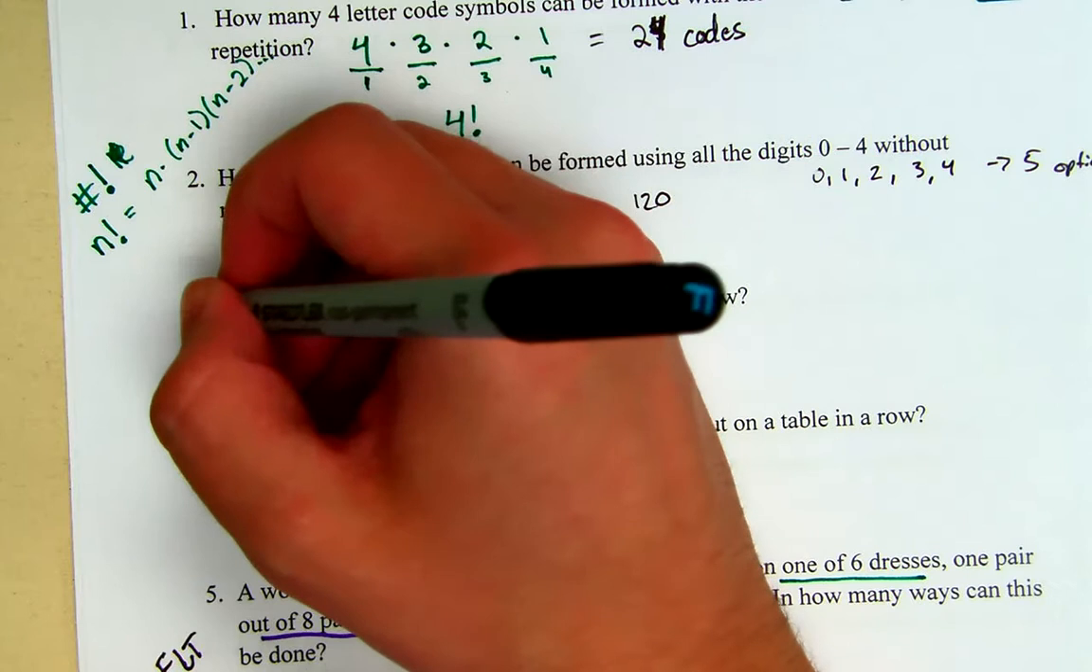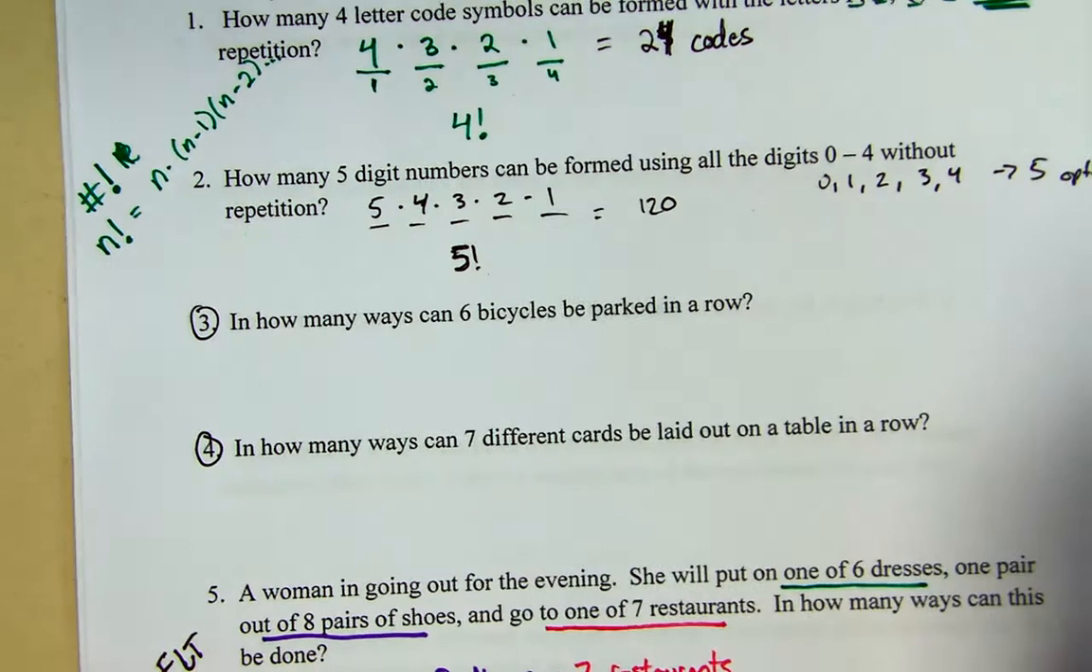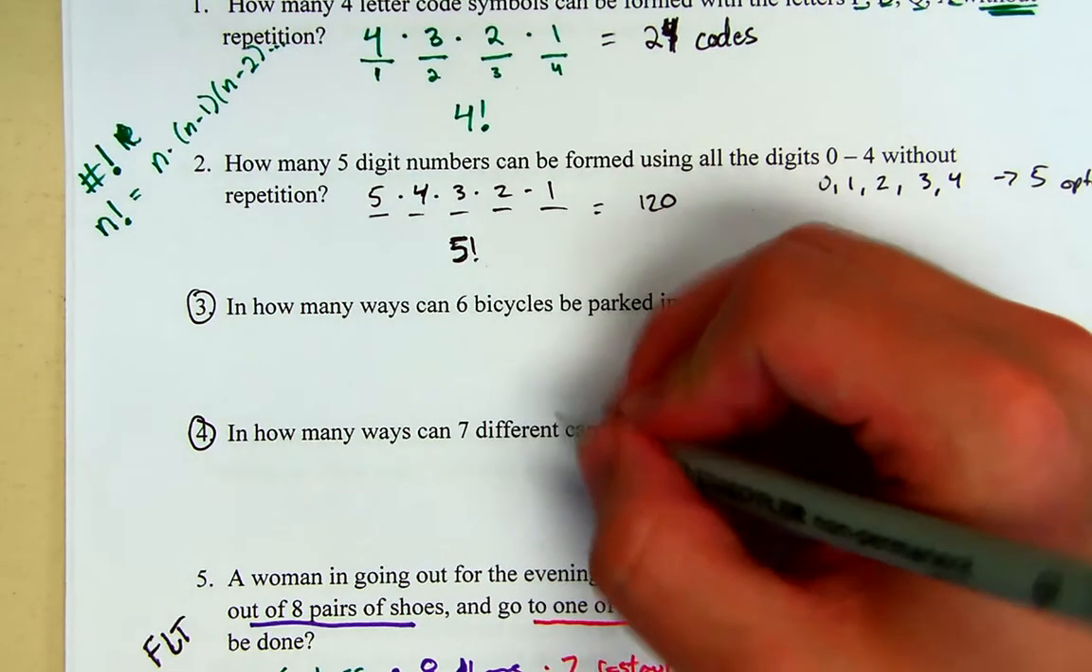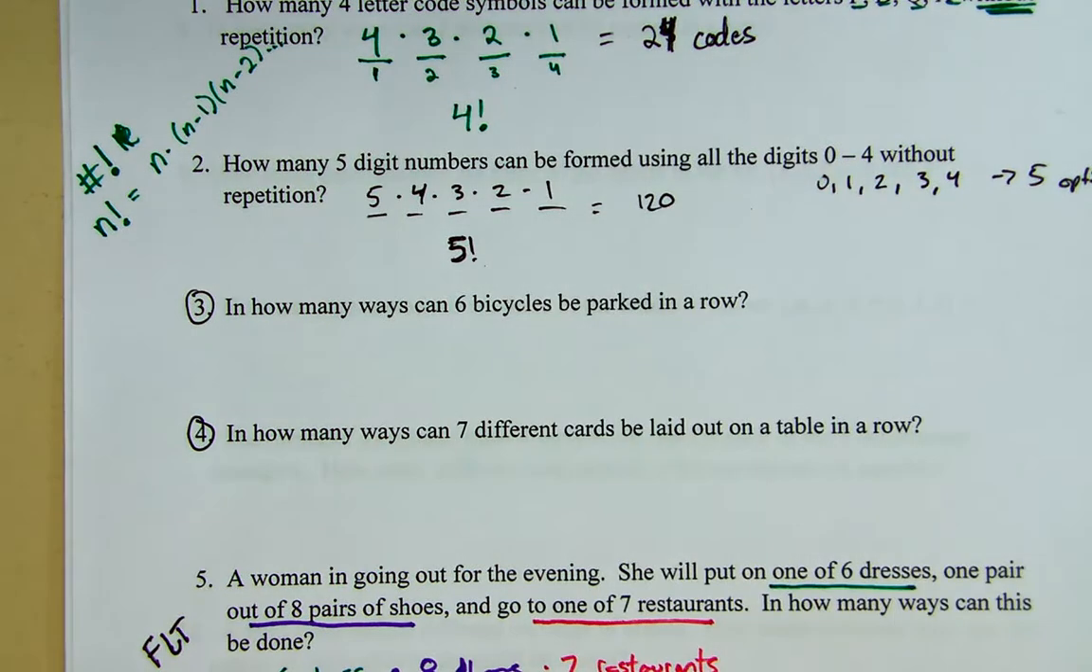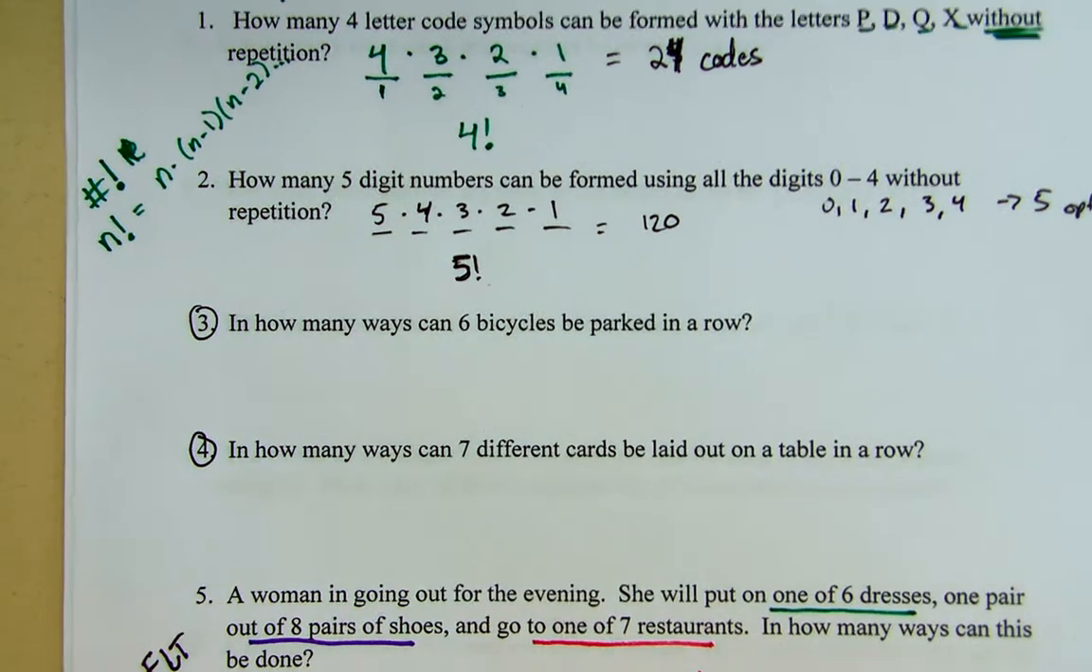Alright? So I want you to go ahead and do 3 and 4. Again, these are kind of spitting images of the last 2. So let's see if you can try those out. Now let's move on to permutations.